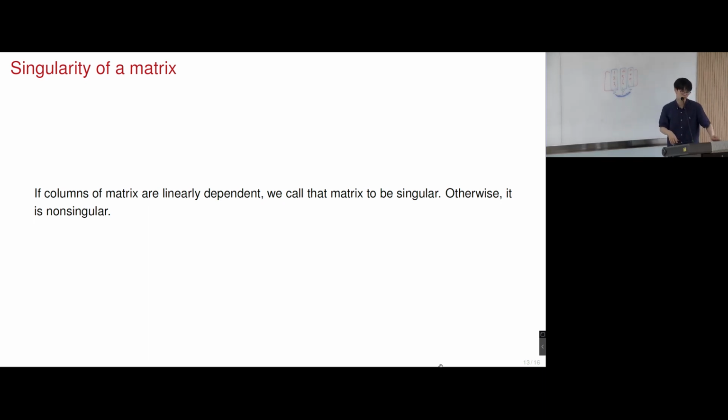So when you see a term like singular matrix or non-singular matrix, it means something about the column vectors, whether they are linearly dependent or independent, okay?